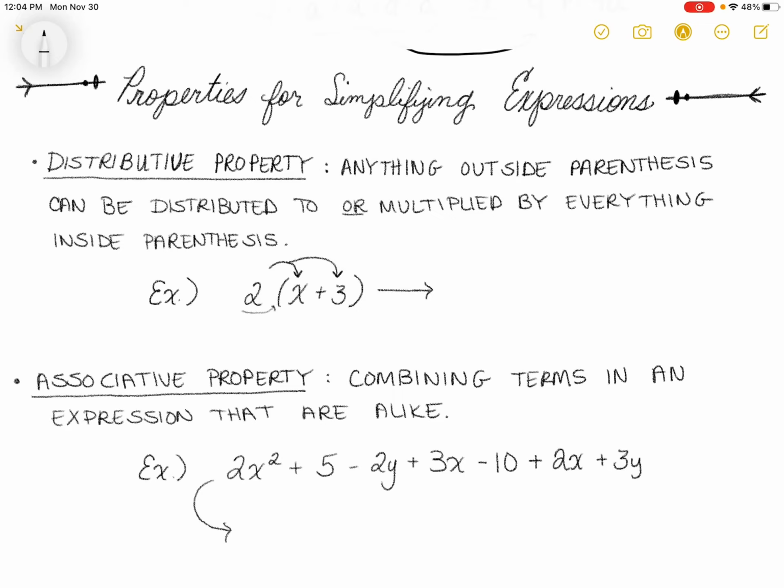So in this example, we have 2 times x plus 3. I can take that 2 and distribute it to the x and to the positive 3. So 2 times x plus 2 times 3, which simplifies to 2x plus 6. This is the simplified version of 2 times x plus 3.